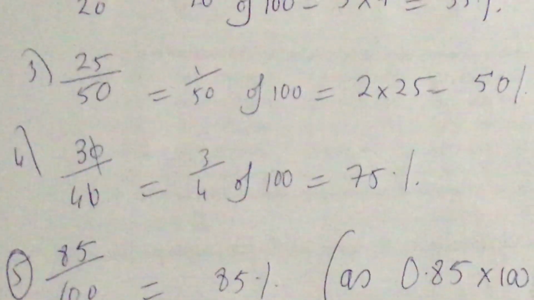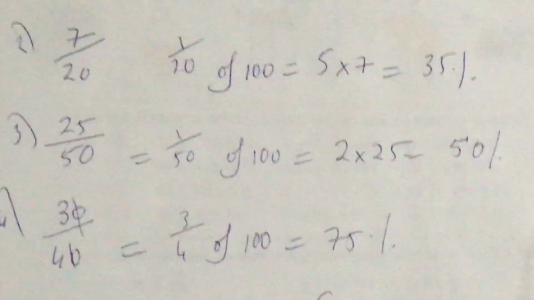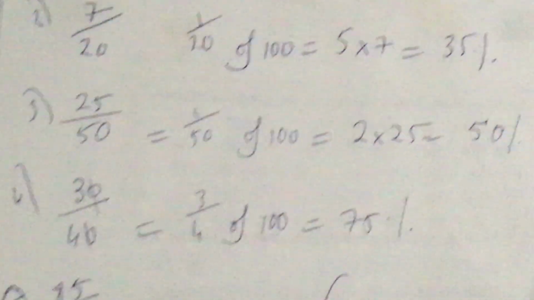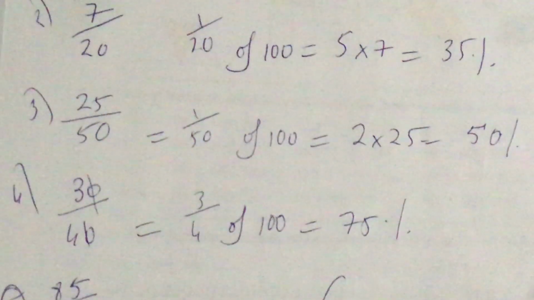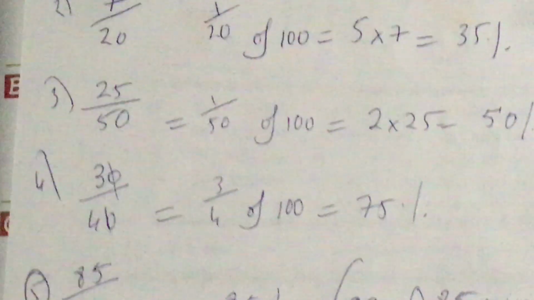Now, 3/4, I just knocked it off, and I got 3/4 of 100, which is 75%. We know 3/4 is 75%. We know a half is 50%. We know 25 out of 100 is a quarter. A quarter is 25%. A half is 50%. 3/4 is 75%. You should know those off by heart, guys.